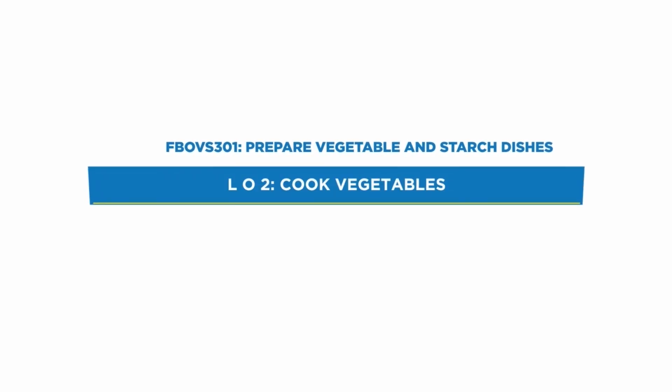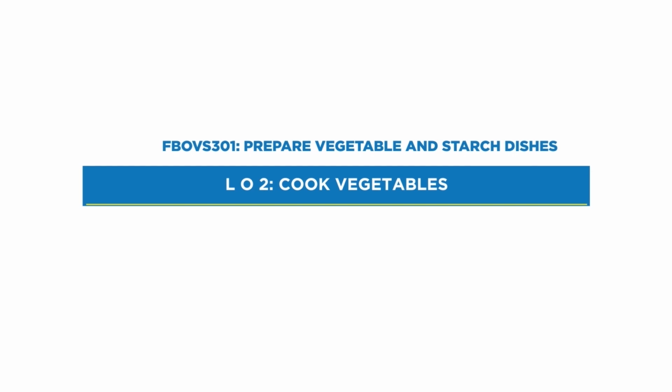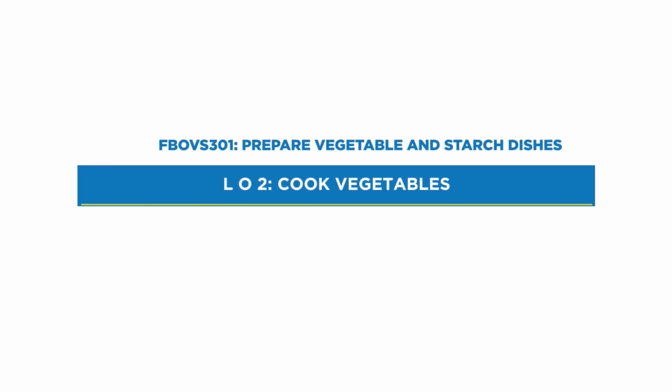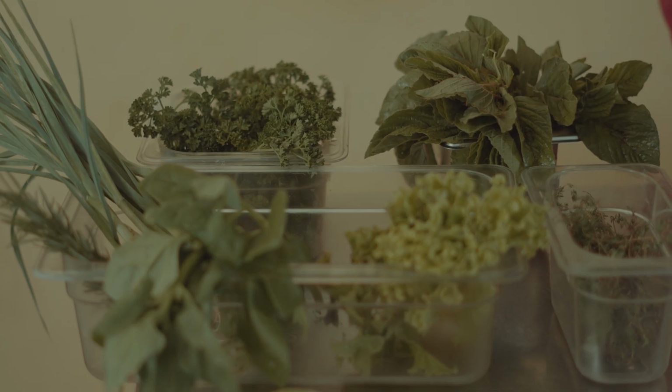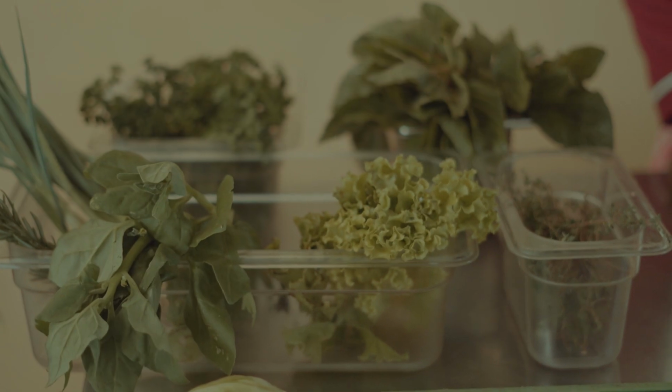Welcome to the Competence FBOVS 301, Prepare Vegetable and Starch Dishes. Today we'll be focusing on learning outcome 2, Cook Vegetables. Let's explore the key topics we'll be covering in this session.